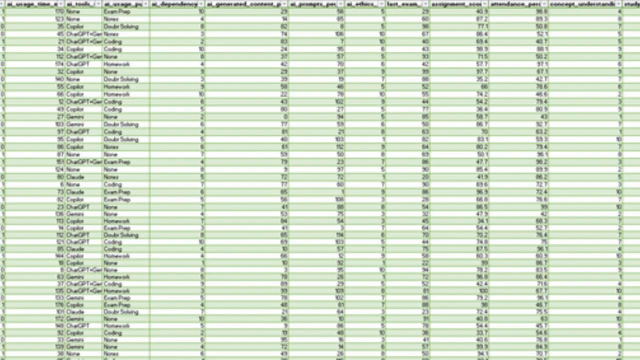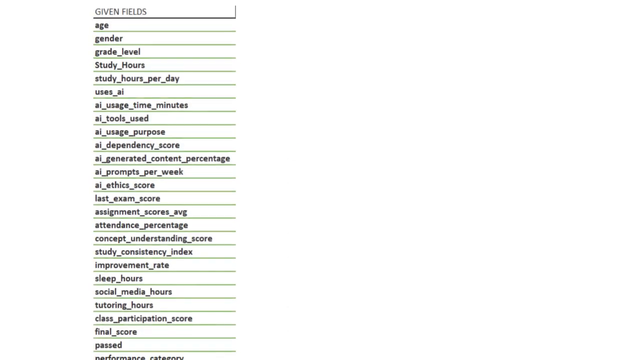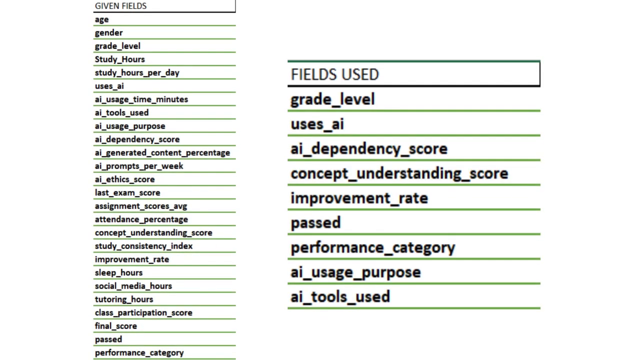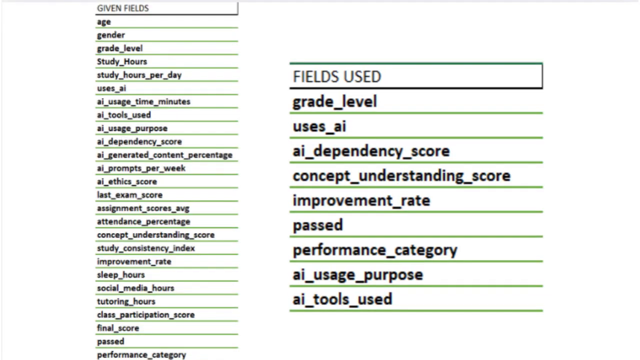Now, since we know the questions, let's look again at the dataset and the fields we use. The grade level, that is, whether the student is in first year, second year, 10th, 11th and so on. Whether they even use AI or not, their dependency score on AI, whether they understand the concept and how well, their improvement rate since the last exam, whether they passed or not, and their performance category. To answer the next two questions, we'll use the usage purpose and the tools that the kids have been using these days. So let's continue.